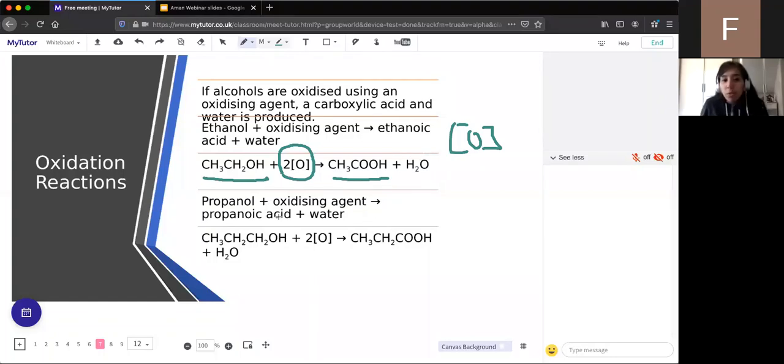The second example is propanol, CH3CH2CH2OH, again with the oxidizing agent, then producing propanoic acid, so CH3CH2COOH, and water.